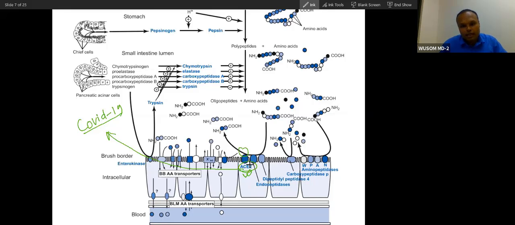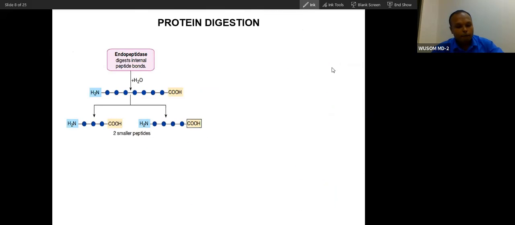So you can remember this ACE is present in the brush border of the intestine and the brush border of your lungs, the respiratory system. ACE is a peptidase. ACE2 is a serine protease.